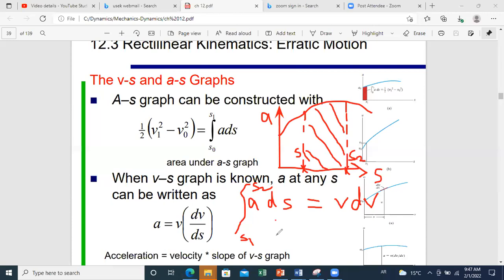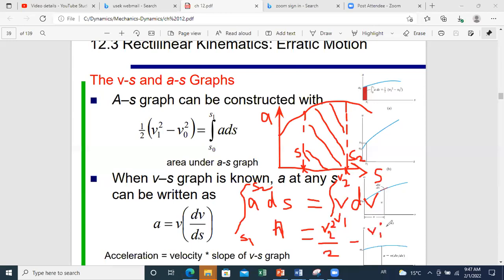So this area, which you can determine from your graph, is equal to the integral of v dv between 2 points, points 1 and 2 corresponding to v1 and v2. So if you integrate this side, you have to integrate function v with respect to variable v. So the integral is v squared over 2. So you will get v2 squared over 2 minus v1 squared over 2.